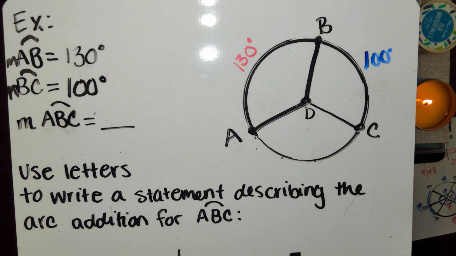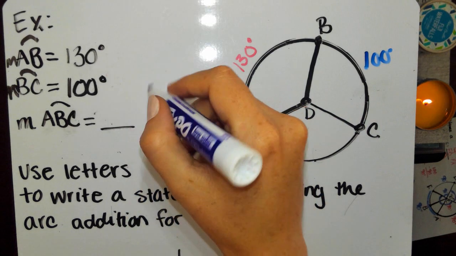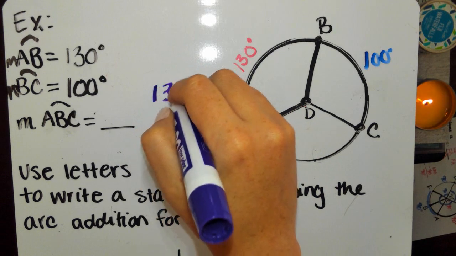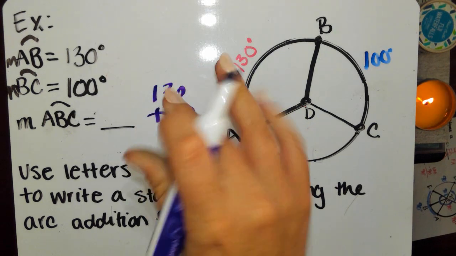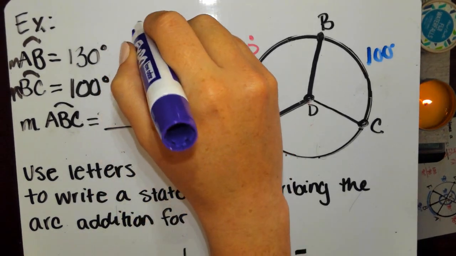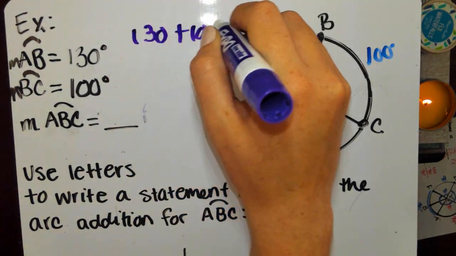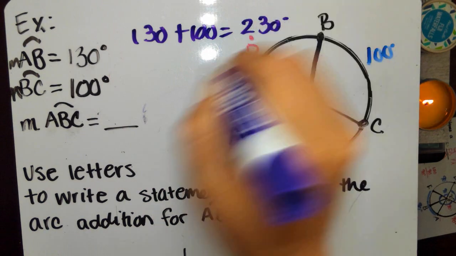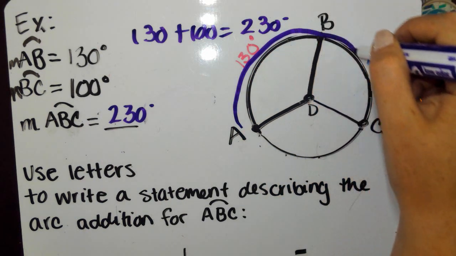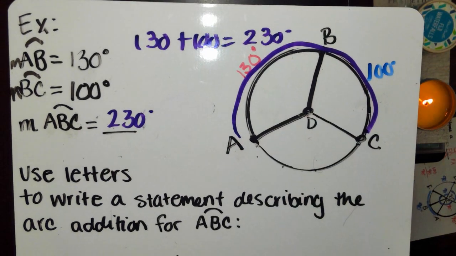So this is pretty straightforward. If you know that this is 130 and that's 100, you just need to add those. So I'm going to do this in purple. Let's see, we've got 130 plus 100. Actually, let me write it out lengthwise because it's coming back in later. 130 plus 100 equals 230. So that would be the measure of the arc from here all the way to here.